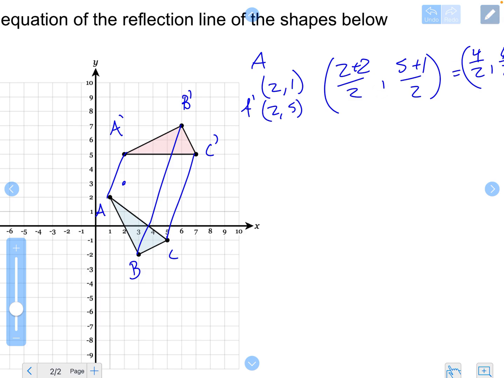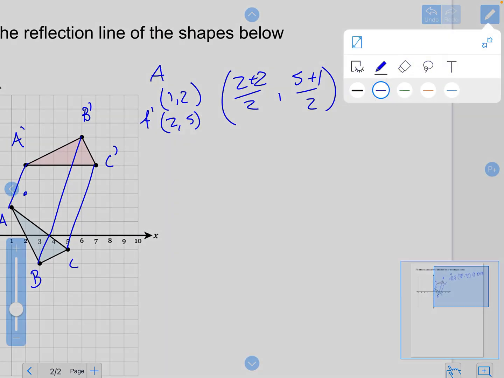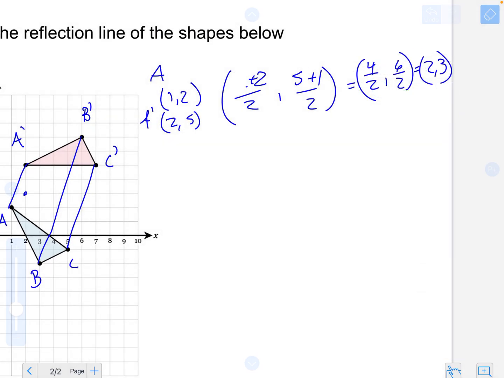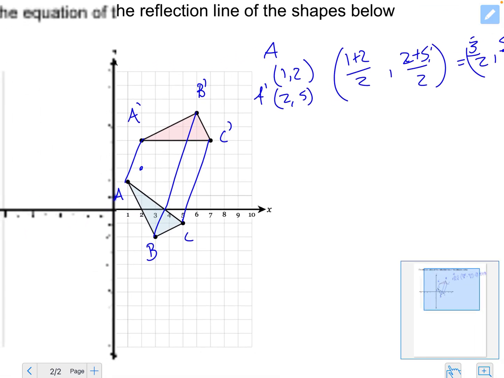Oh, because I wrote my A point backwards. That's what happened. It's 1, 2. So that needs to be 1. Let's just start the whole thing over. Sorry about that. So 1 plus 2, and then 2 plus 5. So I should get 3 over 2, and I should get 5 over 2, which is 1.5 and 2.5.